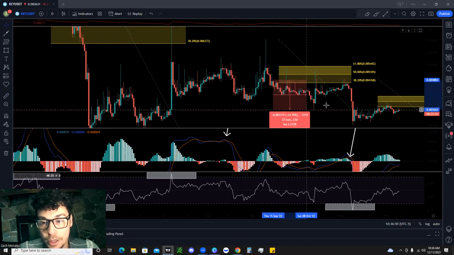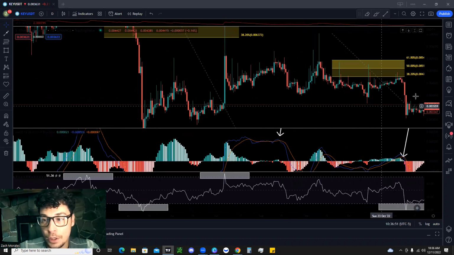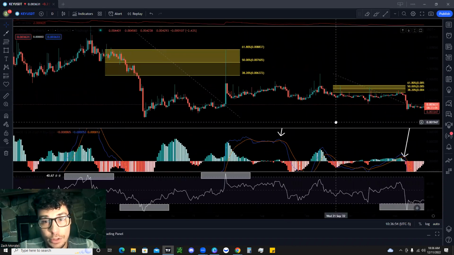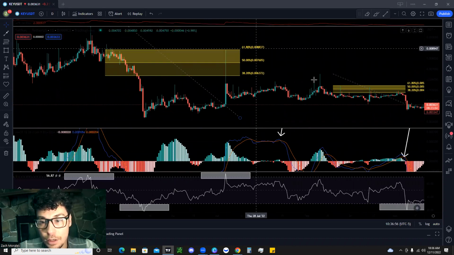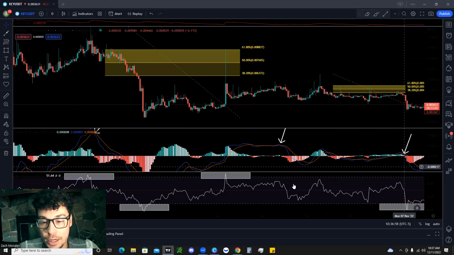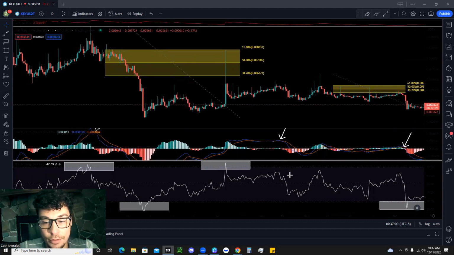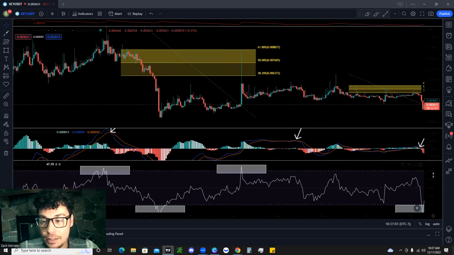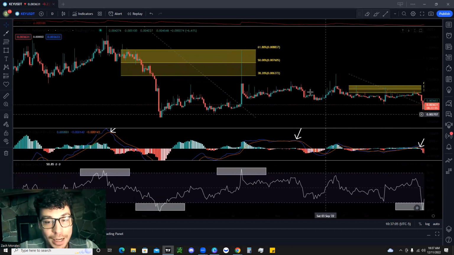Okay, and this thing drops 25% again. Now we've gone over two things that we're using so far, the fibs and the MACD. Now, the next thing we're going to look at is going to be our relative strength index. Okay. And this measures the relative strength of a token at its given price.